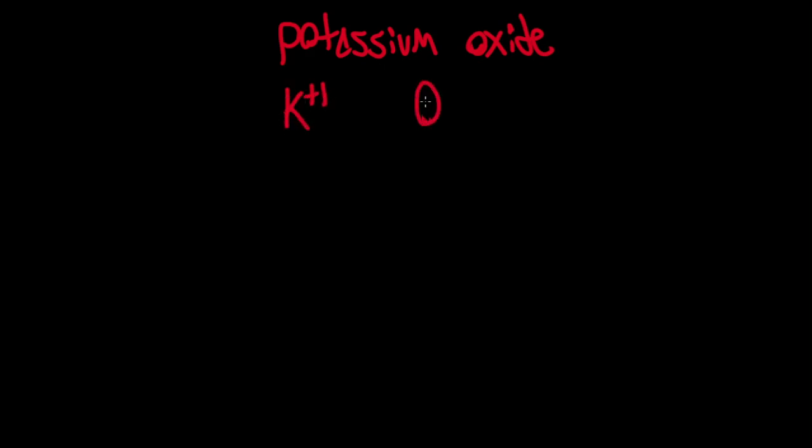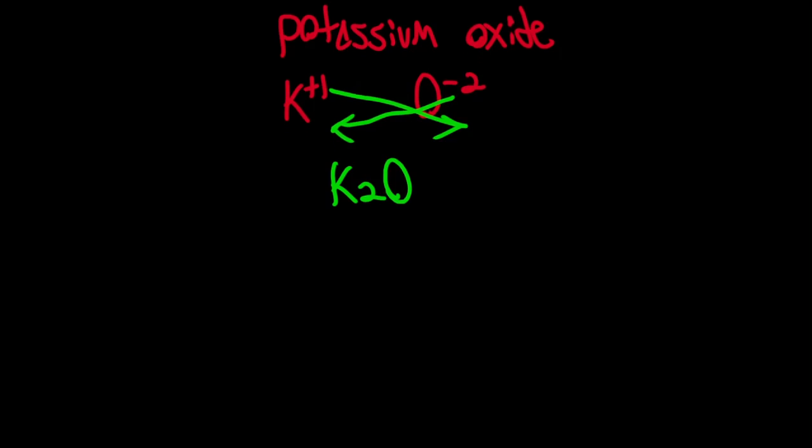So I go on to my next example, which is going to be potassium oxide. I look at my periodic table. Potassium is going to be K, group 1. It's going to have a +1 charge. O, as usual, is going to have a -2 charge, and I do my crisscross and I get K2O. Easy peasy. These are pretty simple after doing enough reps of these.